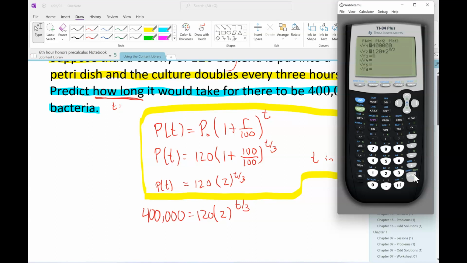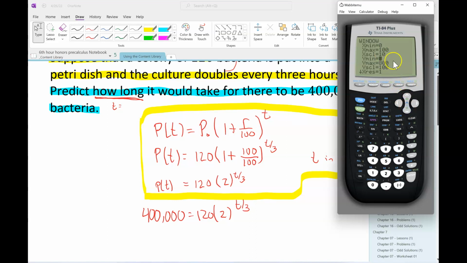Notice I'm just in regular old function mode. Doesn't matter degrees or radians because we're not using sine or cosine at all. Everybody's cool? Before I hit graph, though, I need to set my window. So if I think about this, in 3 hours, we're going to be at 240. In 6 hours, we'll be at 480. In 9 hours, we'll be at 960. It seems like it's going to take a long time to get to 400,000. I'm going to go all the way up to 100. It's probably more than I need, but if it's not enough, I can always go back and extend that out.